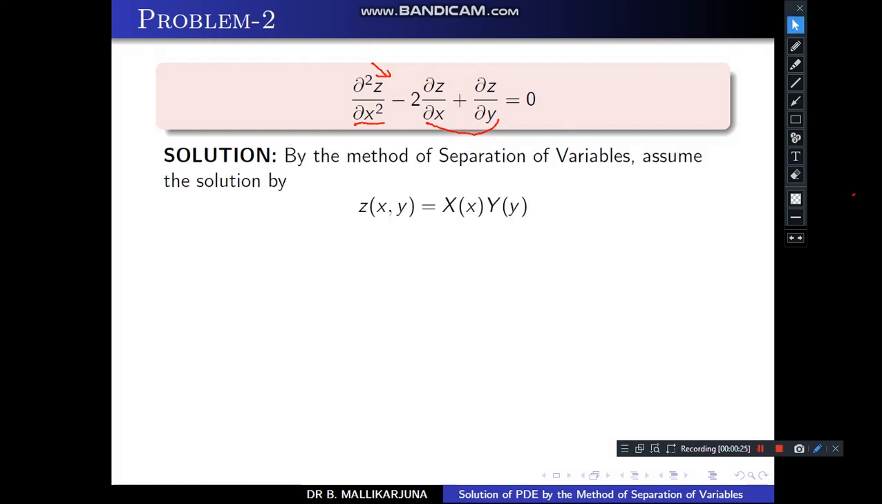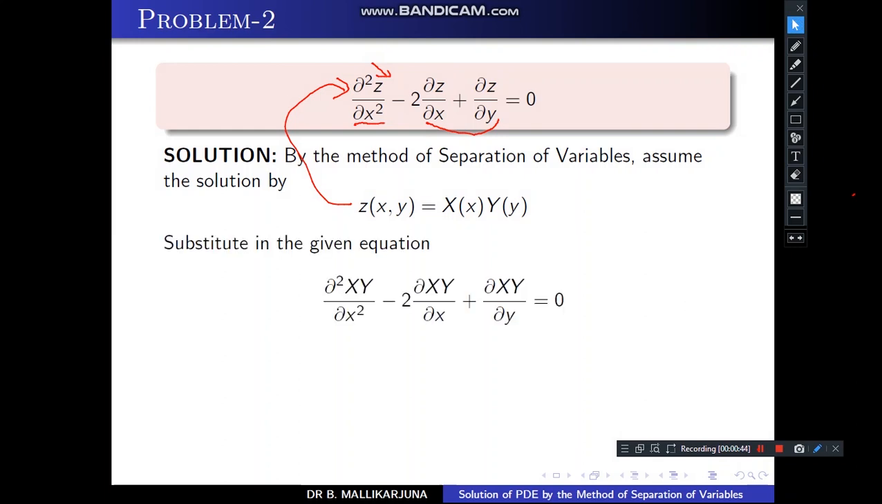Now by the method of separation of variables, we assume z of x comma y is equal to X of x and Y of y. Now replacing this z in the partial differential equation, let us see what we will get. Replacing this z, clear, XY, again XY and again XY, and observe here this is with respect to x itself, and this is with respect to x, and this is with respect to y.